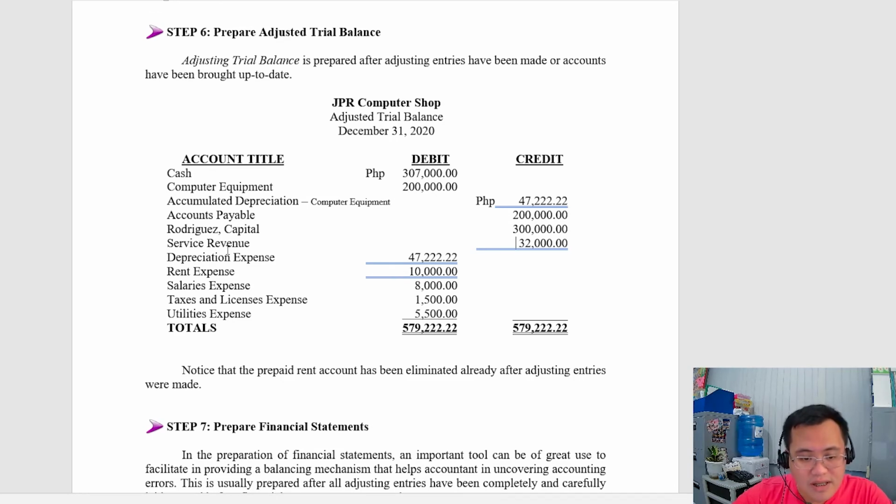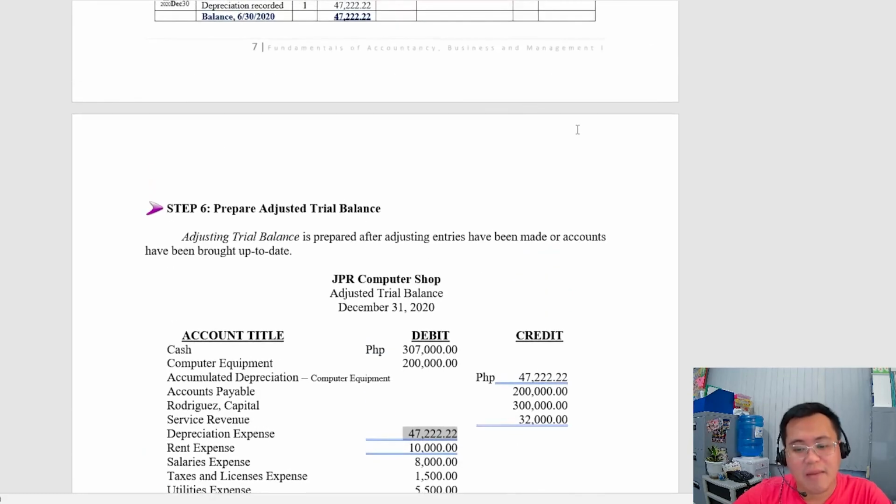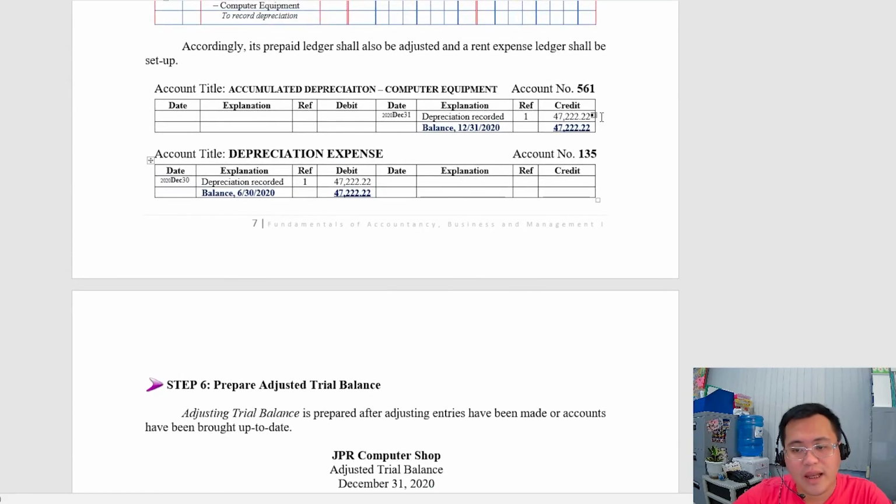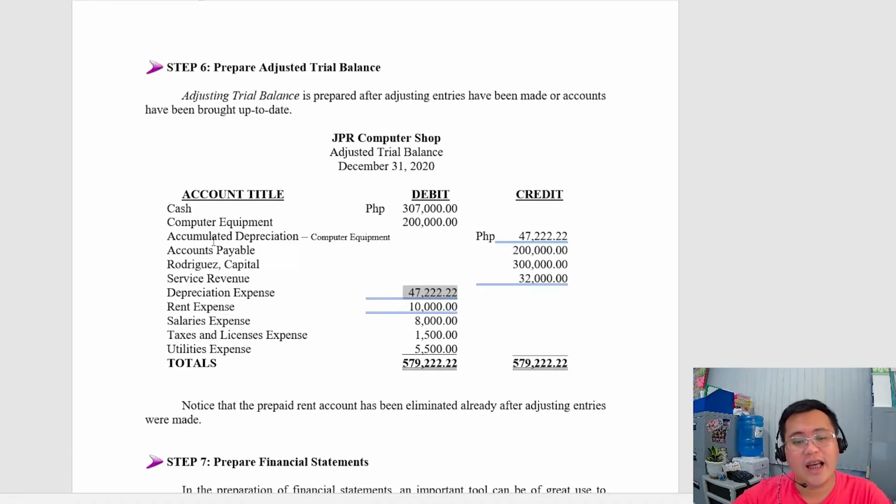However, for our depreciation expense, we already have 47,222.22, which is a debit on this account. Now, based on our ledger 135, depreciation expense, we have debited the amount of 47,222.22. So actually, we have recorded depreciation of our computer equipment for 47,222.22. And then, as you notice, we have here our rent expense. The prepaid rent has already expired, right? So we already have rent expense of 10,000 pesos here. And then copy the salaries expense down to utilities expense.